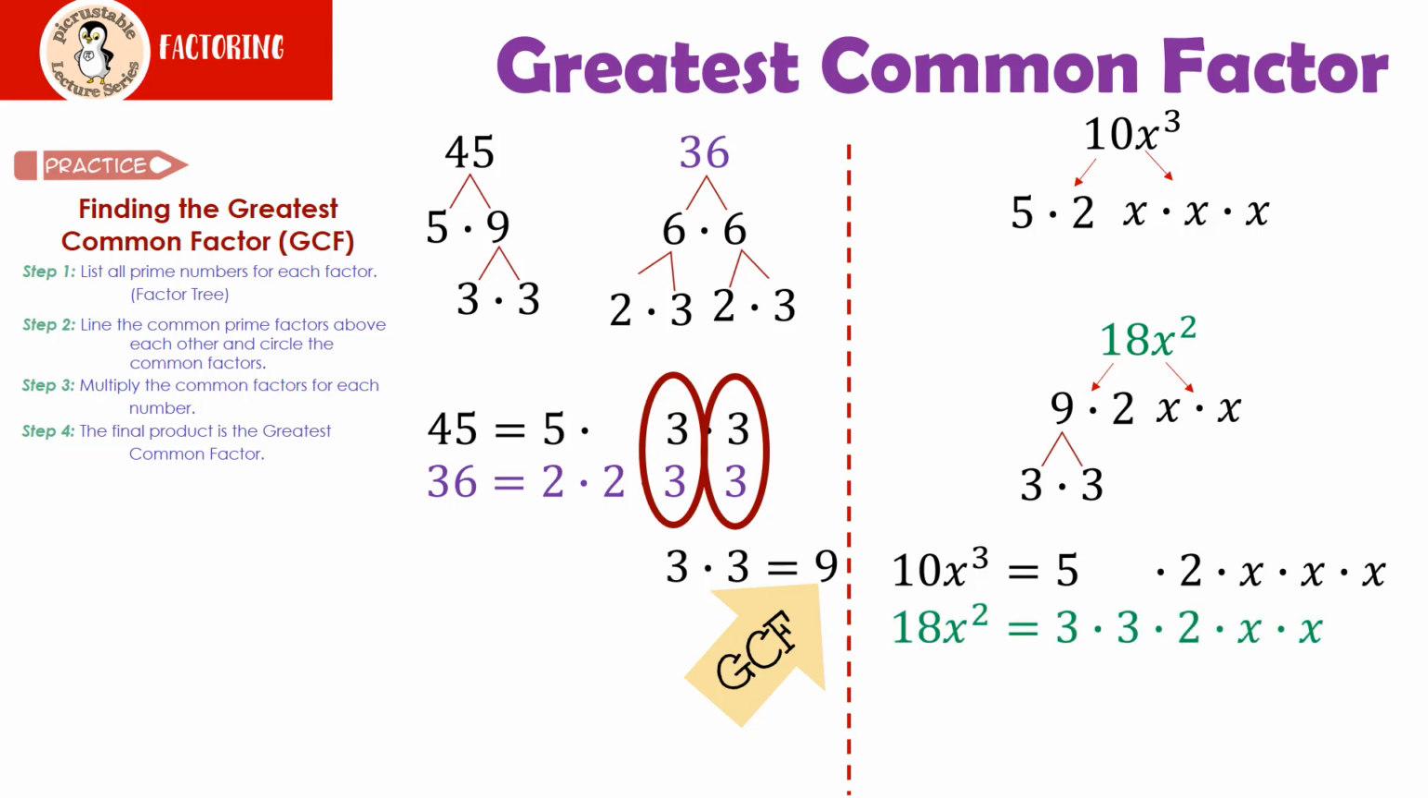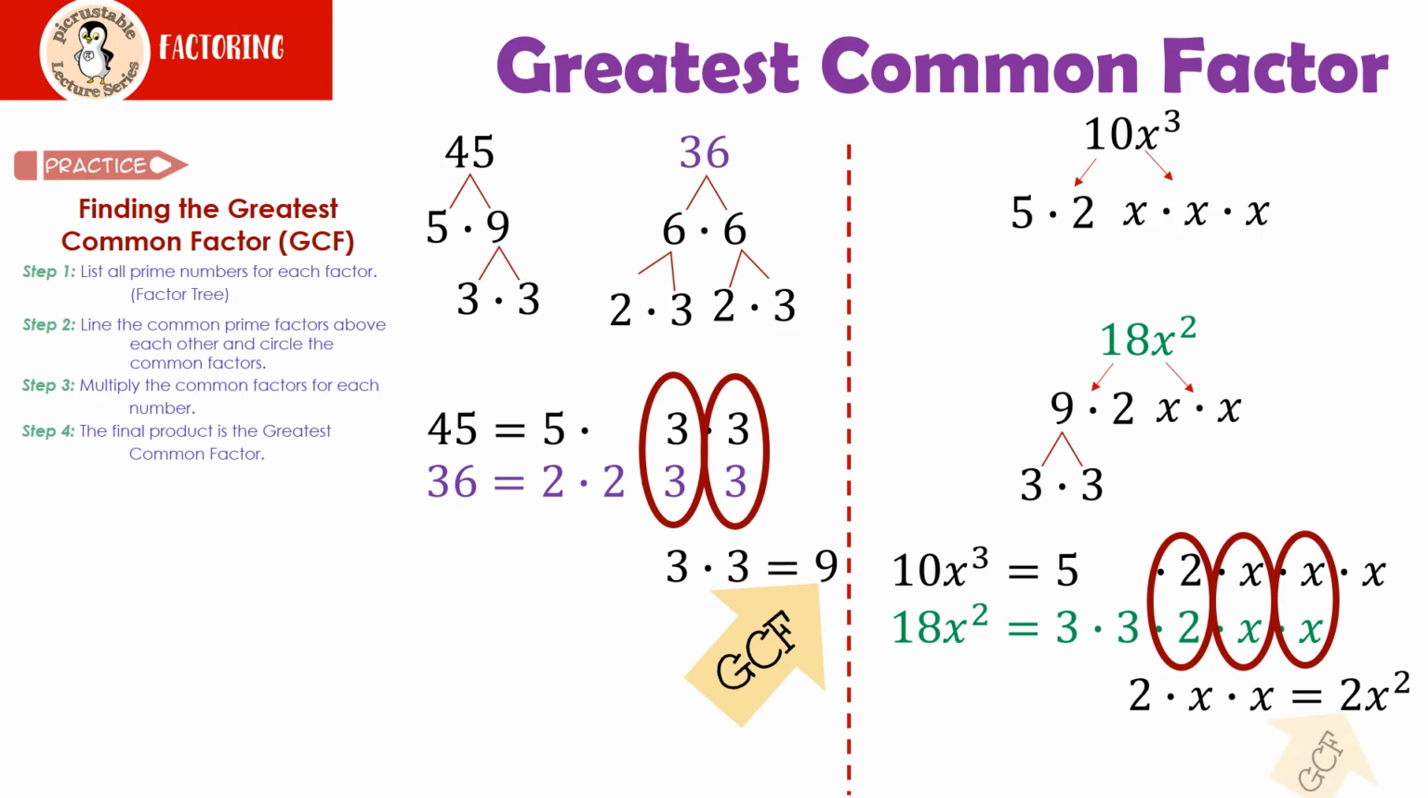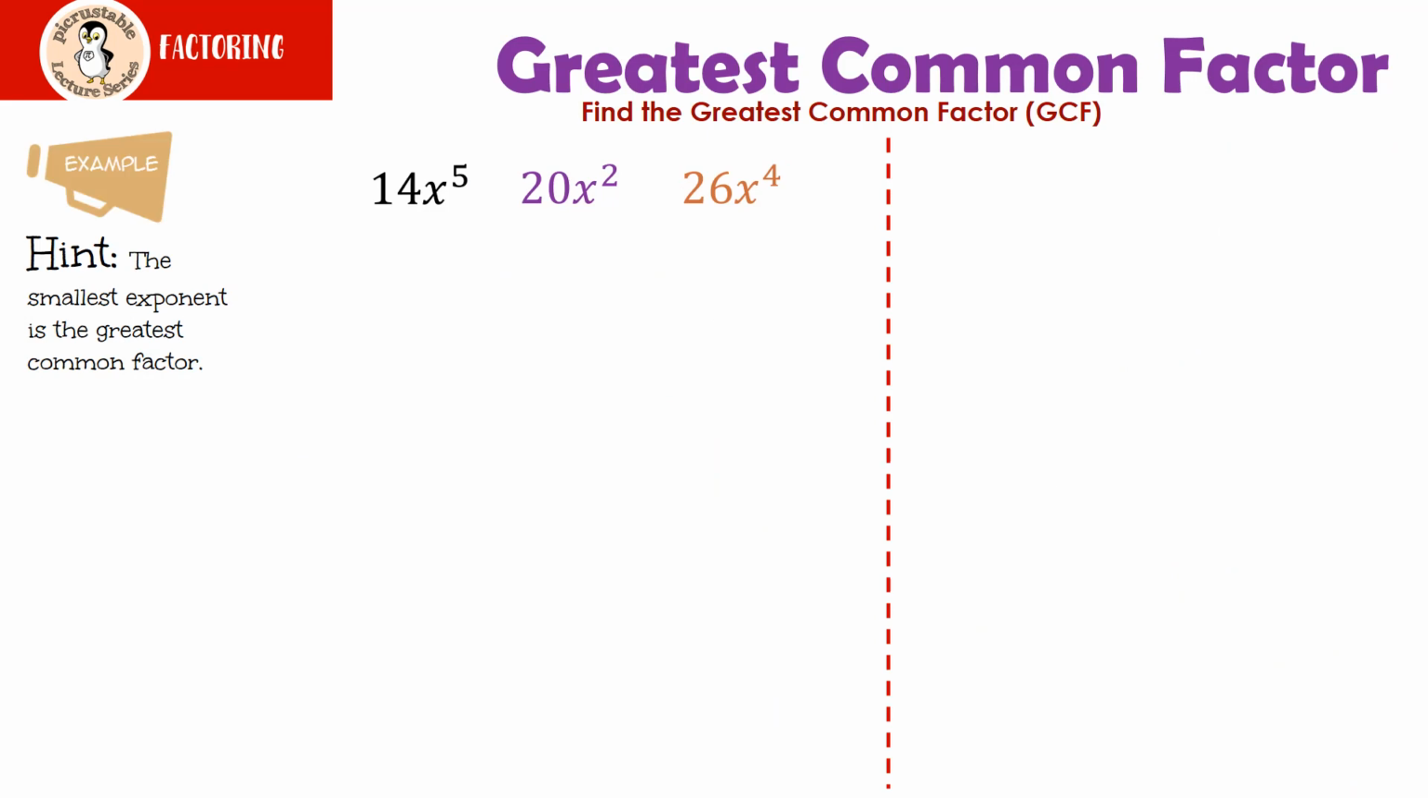You're going to notice that I wrote the same factors on top of each other because now when I circle them, I can definitely see my greatest common factors. 2 times x, which is 2x squared. And guess what? That's the greatest common factor. Yeah, not too bad. Let's look at this example.